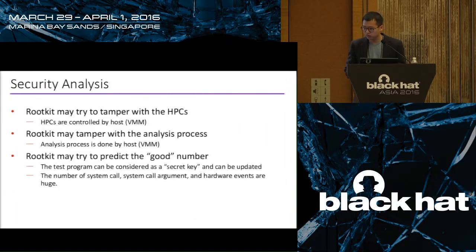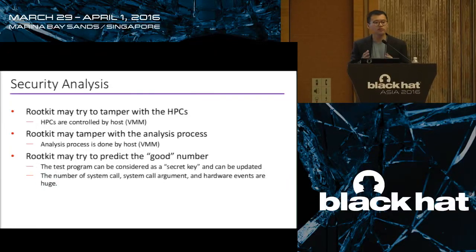So before I conclude the talk, I also want to talk about the security analysis of the scheme. I mean, it's all good that we detect the rootkit, it's all good that we identify the rootkit, but I'm pretty sure in this cat and mouse game, the rootkit writer is trying to bypass the scheme if they know the scheme exists, right? So start from the weakest attacker, right?